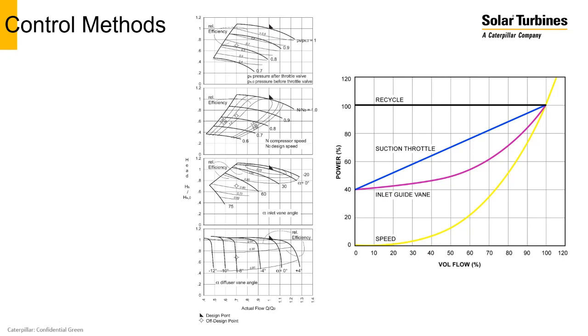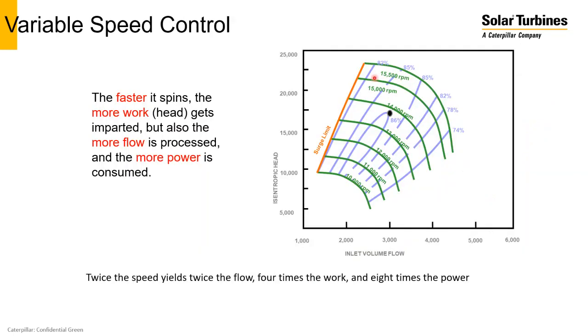And so, because we drive our compressors with two-shaft gas turbines, or in most instances when we use electric motors, these are variable speed electric motors, we have the capability to essentially control our machines by varying the speed of the compressor.